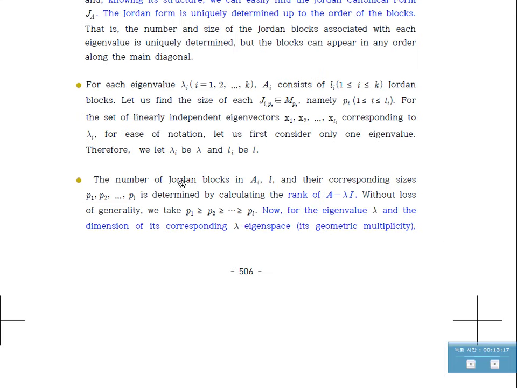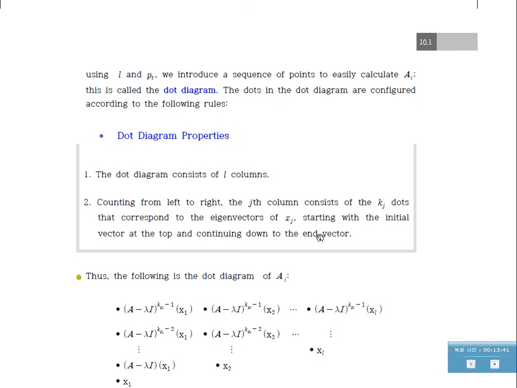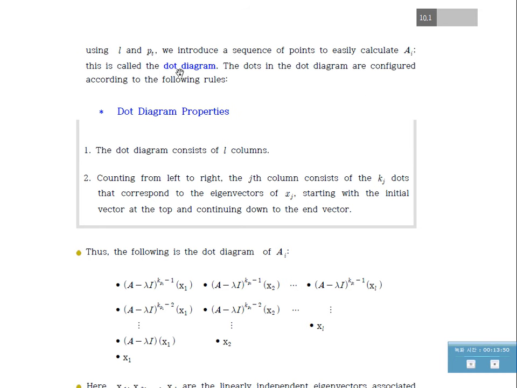The number of Jordan blocks in Ai, L, and their corresponding sizes, P1, P2, up to PL, are determined by calculating the nullity of A minus lambda I. Without loss of generality, we can write the Pi's in decreasing order. For the eigenvalue lambda, the dimension of its corresponding eigenspace is the geometric multiplicity. Using L and the Pi's, we introduce an arrangement of dots to easily calculate Ai. This is called the dot diagram.